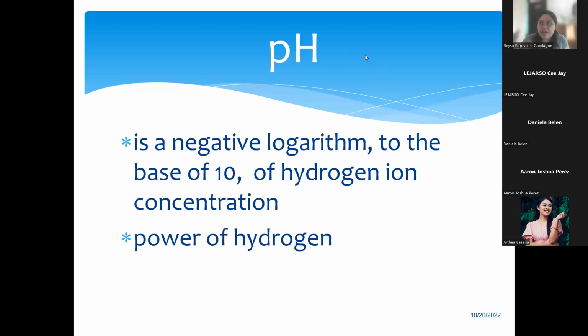But in sophisticated laboratories, they really have these electrodes, the pH tester, that will give you the exact pH of a substance. But what is a pH? A pH is a negative logarithm of the hydrogen ion concentration. So to simplify that, pH is just the power of hydrogen. Again, pH means power of hydrogen.